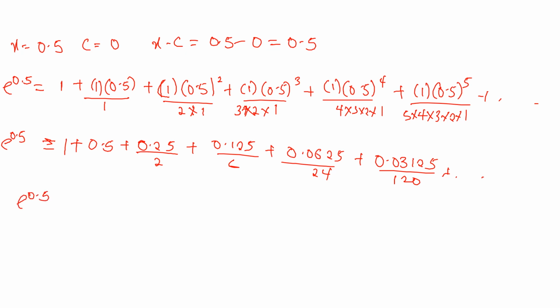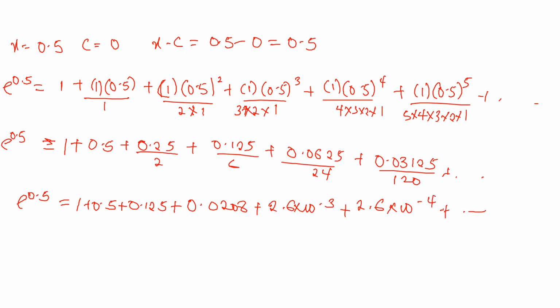Then e raised to the power of 0.5 will be equal to 1 plus 0.5, then plus 0.25 divided by 2, which should give you 0.125, then plus 0.125 divided by 6, which is 0.0208, then plus 0.0625 divided by 24, which is 2.6 times 10 to the power of minus 3, then plus 0.03125 divided by 120, which is 2.6 times 10 to the power of minus 4. So therefore the approximate value of e raised to the power of 0.5 is 1.648660.